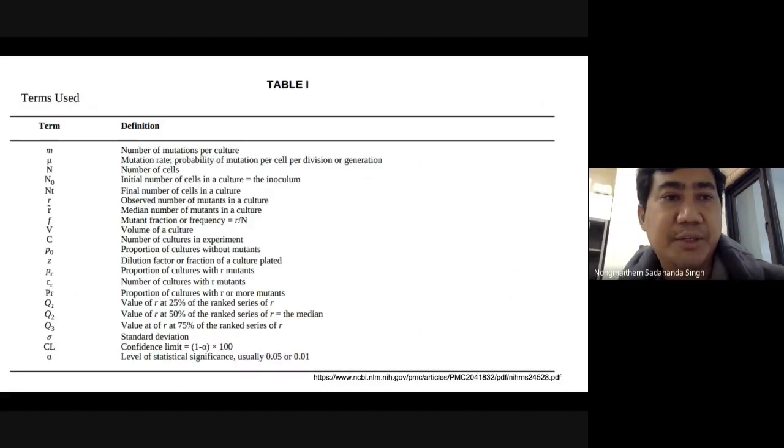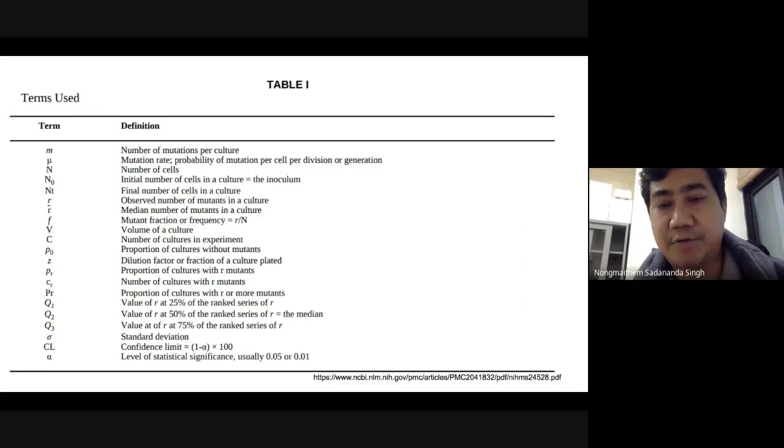Before we go into the technicalities of calculating mutation frequencies, we have a few terms. One is M, the number of mutations per culture. Then mu is the mutation rate. Both of these are very relevant when we look into mutation rate or mutation frequency in a population, for example in a bacterial population or even in a human population. Both are equally applicable. Correct. So M is the number of mutations per culture, and mu is the mutation rate.